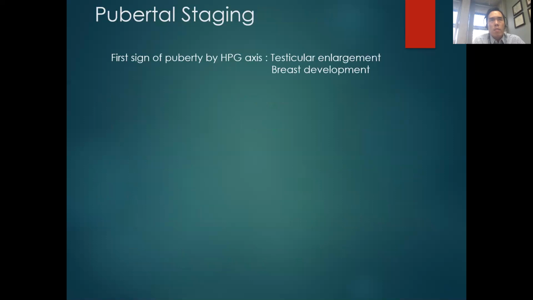The next step is to do pubertal staging, which is also a very important step in determining whether a patient does have abnormal puberty or not. We have to understand that the first sign of puberty that is controlled by the HPG axis, or central puberty, is testicular enlargement in boys and breast development in girls.